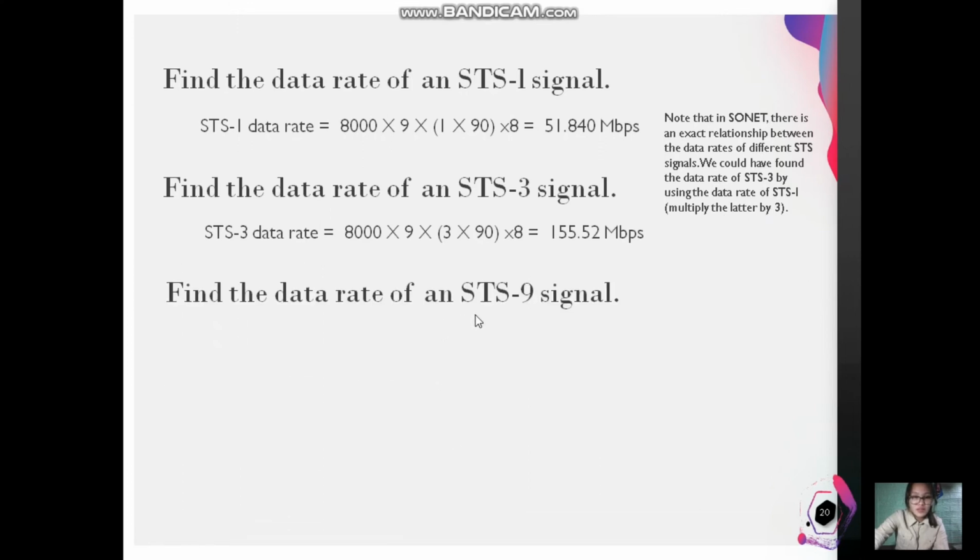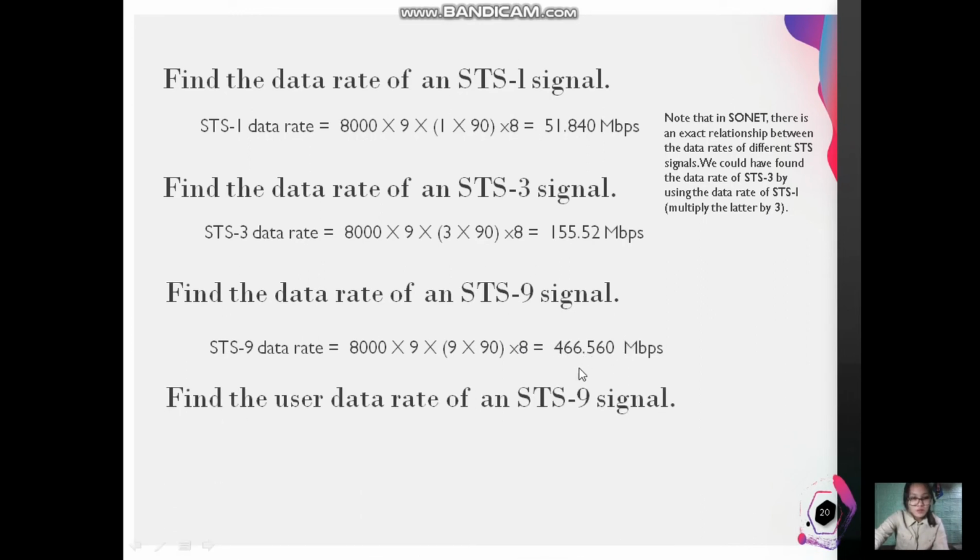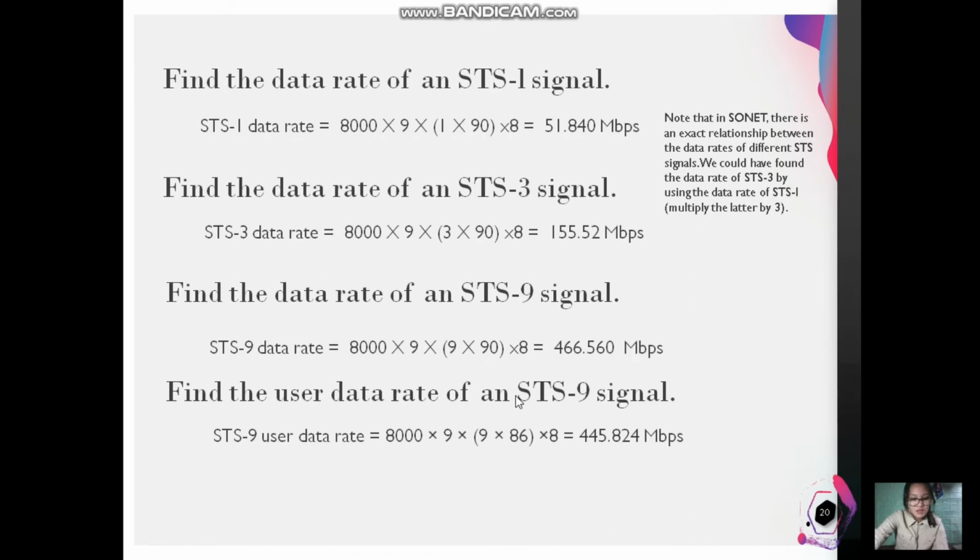Next, find the data rate of an STS9 signal, so same principles. We are going to have 466.560 Mbps. Now, what if we are asked, find the user part of an STS9 signal? The user part in an STS9 frame is made up of 9 rows and 86 columns. So we will have 445.824 Mbps.